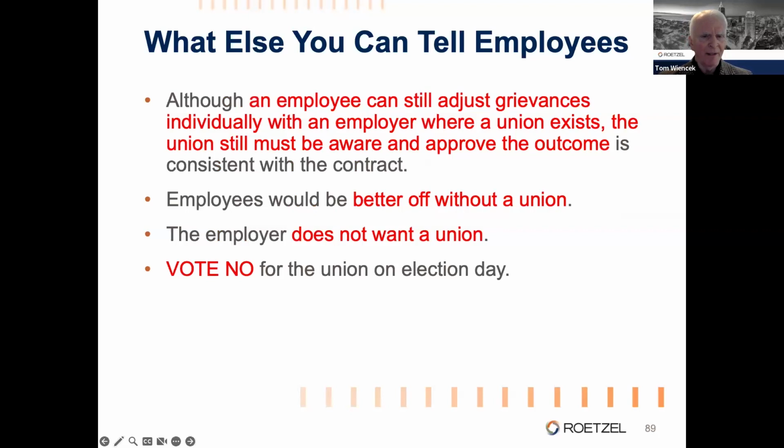There's been a case that's addressed this. Although an employee can still adjust grievances individually with an employer where a union exists, if they've got their own grievances or issues about working conditions, the union still must be aware and approve of the outcome. So they can still adjust grievances with the employer individually, but it's going to be subject to the imprimatur of the union. And you can tell the employees they'd be better off without a union.